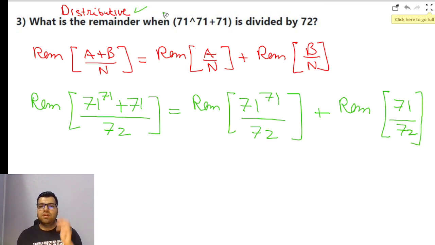So this is intuitive now. Okay. So these properties are intuitive. You need not remember them. Now next is the concept of negative remainder.